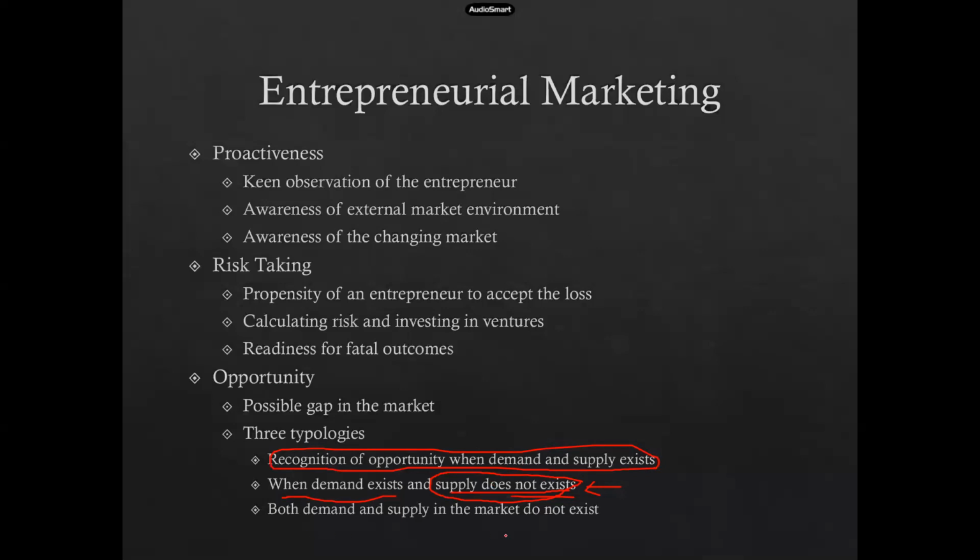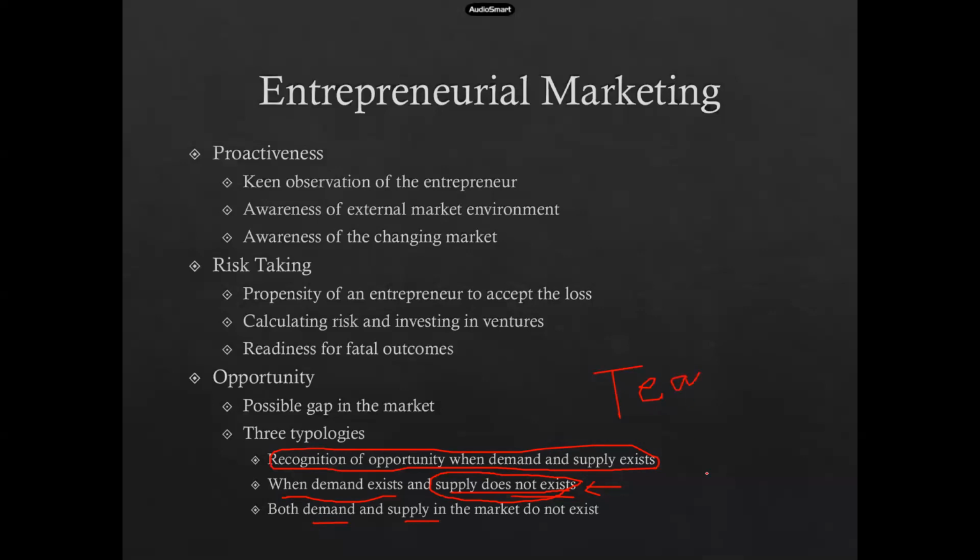Now, as far as the third one is concerned, the demand isn't there and supply isn't there. You must be thinking that if the demand of the market isn't there, why would someone even start that, right? But this is a fact that if the demand isn't there, the demand can actually be created, right? This is exactly what happened with, if I give you the example of tea, right? Initially in Indo-Pak, the tea wasn't here.